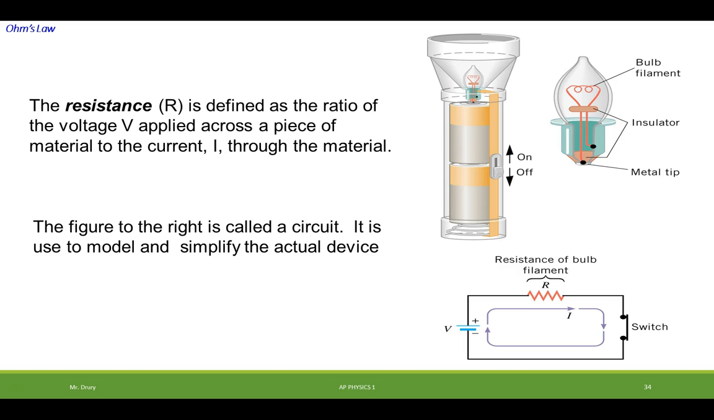The figure to the right is called a circuit. It is used to model and simplify the actual device. So let's look at this circuit. We have a battery, and following conventional current goes through the resistor, through a switch, and then back, which is the same thing that actually happens here in the actual device. You have the battery, it goes through the resistor, back, through the switch, to the other side of the battery.